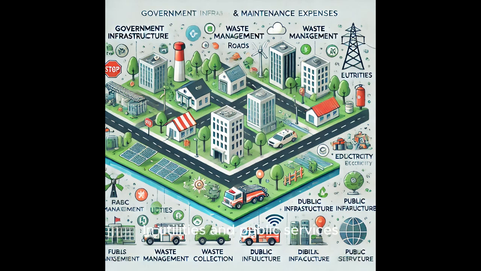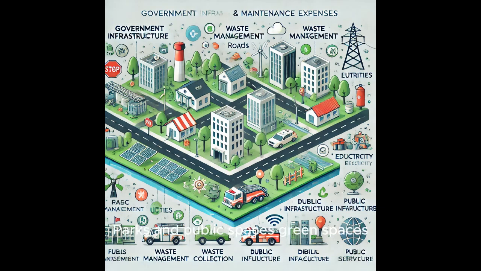Utilities and public services. Public buildings and spaces require electricity, water, and other utilities. The government must cover water supply for government offices, parks, and public fountains, electricity for public buildings, including schools and hospitals, heating and cooling for government facilities, general maintenance of government offices and service centers.